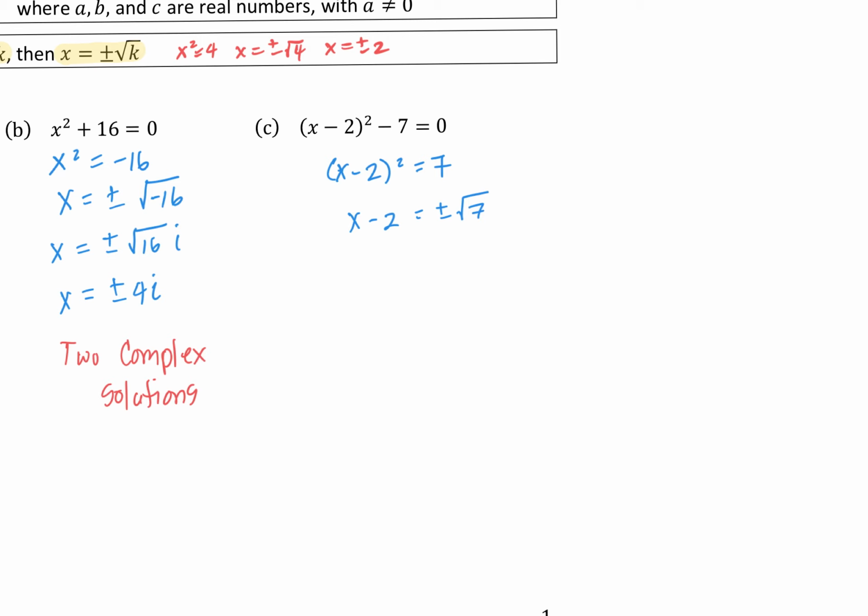And then I'm going to add 2 to both sides to get x is equal to 2 plus or minus the square root of 7. And that's it. Those are real solutions. So I have 2 real solutions.